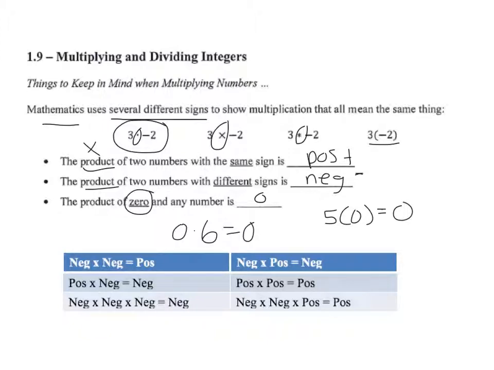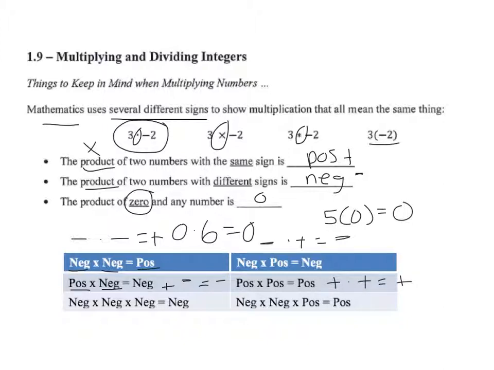So in this chart, it sums it up. A negative times a negative is a positive. Two negatives, when you multiply, you get a positive. A negative times a positive is a negative. Same thing with a positive times a negative. That's a negative. A positive times a positive is a positive.